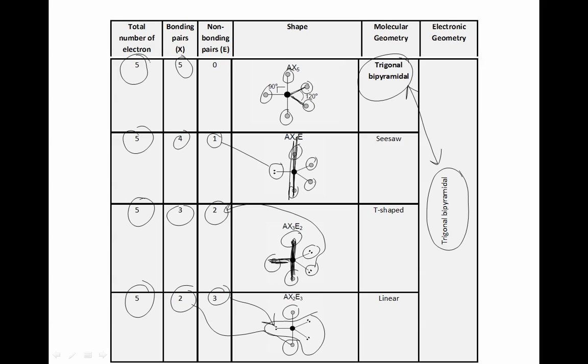So seesaw, I think it looks like a seesaw, because if you kind of darken that in and then draw the seesaw and picture 2 little kids playing on here, it looks like a seesaw if you look at it from the side. And T-shape gets its name because it looks like a T, and linear gets its name because it looks like a line if you just connect the atoms. Okay, so that's how, if you have an electronic geometry of trigonal bipyramidal, you're going to have molecular geometries of trigonal bipyramidal, seesaw, T-shaped, or linear. It all just depends on how many electron pairs you have, 1, 2, or 3.